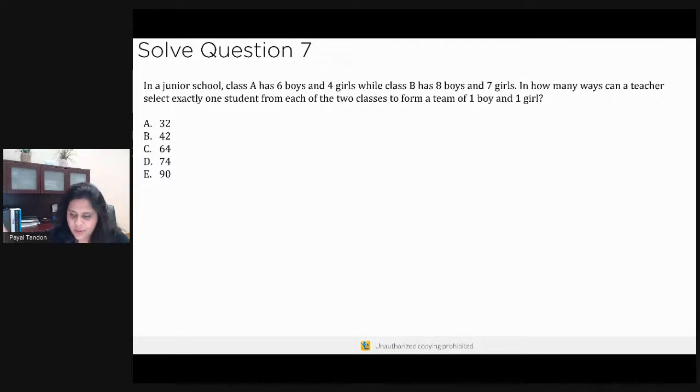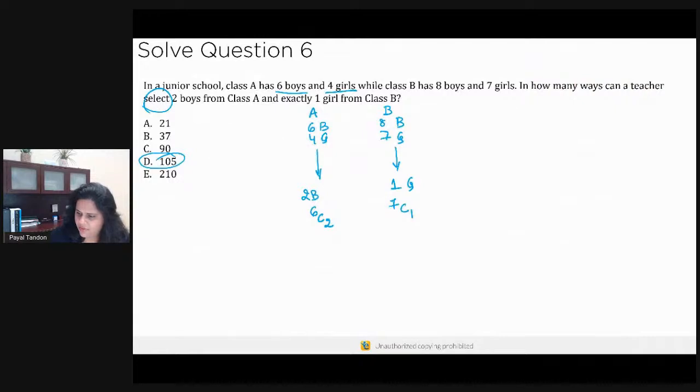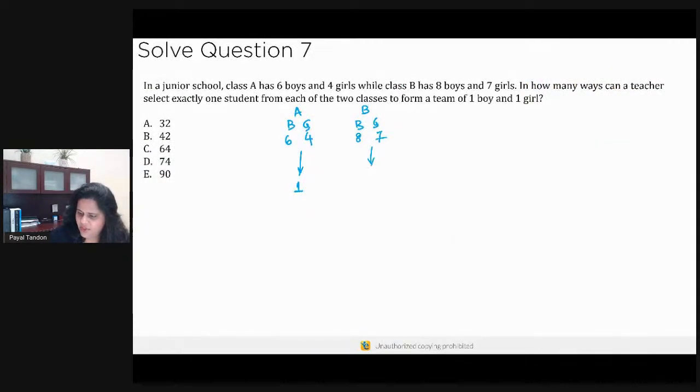In a junior school, class A has 6 boys and 4 girls, while class B has 8 boys and 7 girls. In how many ways can a teacher select exactly one student from each of the 2 classes, such that they form a team of 1 boy and 1 girl?